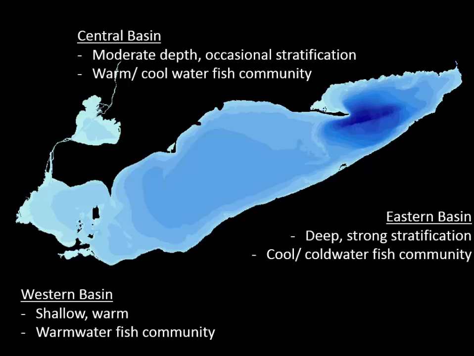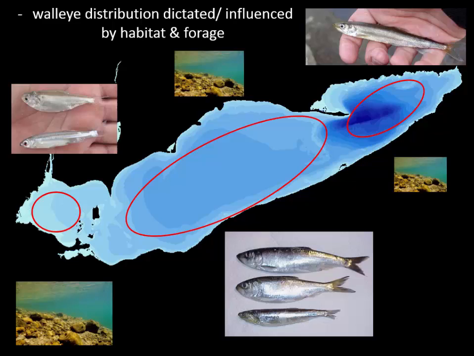The Central Basin, which is moderate in depth, will occasionally stratify. This is where we'll see the anoxia set up in the lower portions of the water column. And then the Eastern Basin stratifies pretty strongly. It's deep, it's cool, and supports cool and cold water fisheries. This is where our lake trout and our salmonids reside during the summer, as well as Eastern Basin stocks of walleye. And as a result of these different morphologies of the lake, you have different fish communities, right?